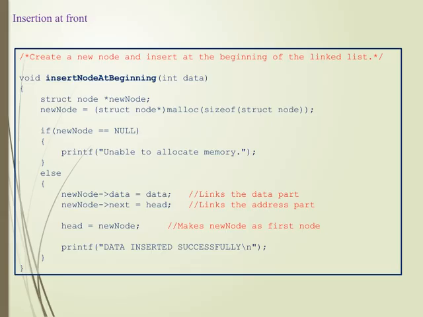Finally, we update the head pointer to point to this new node, effectively making it the new front of the list. This process is quite efficient because it involves only a few steps: creating the node, linking it, and updating the head. It's a fundamental operation that demonstrates how linked lists are flexible and dynamic data structures. Remember, the key here is manipulating pointers carefully to maintain the integrity of the list.